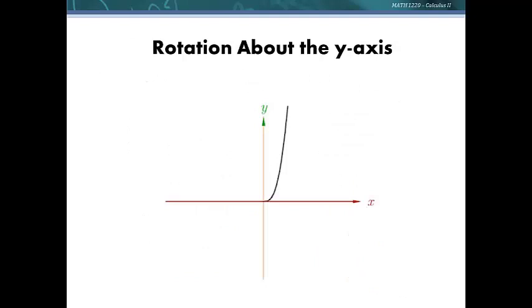We could take a function and rotate it around the y-axis. Typically when we do this, we would want to have x equals a function of y, and we could rotate this around the y-axis and see the solid generated. And after we get this solid, we could slice it.